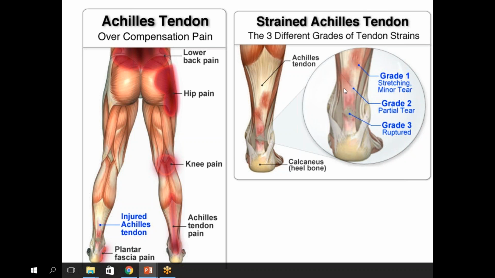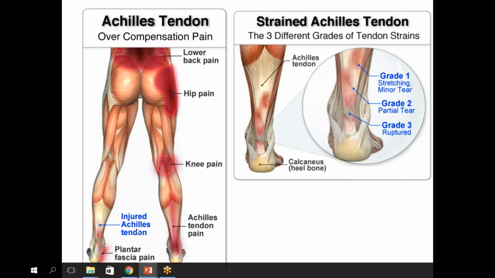Massage, do more like an effleurage type massage, and then later, after a week or two, try to do some stripping on it to help keep adhesions from forming. Grade 3, totally ruptured, they need to go to surgery. Okay, then they're going to be in a boot for a while.